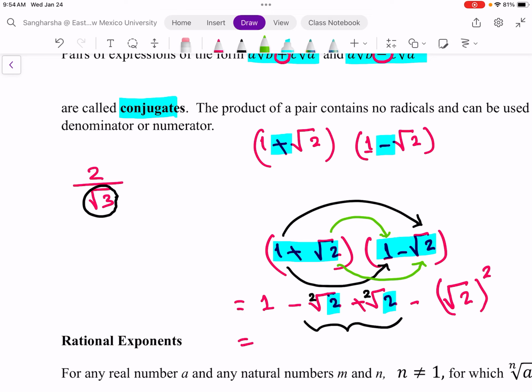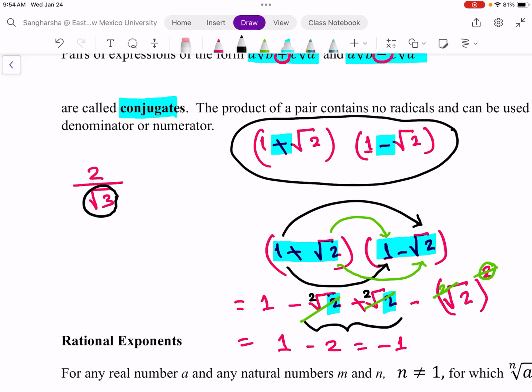We have the same number with opposite signs, so these two cancel and equal 0. In the last expression, the index is 2 and the exponent is 2, so we can cancel these two. So this is 1 minus 2, we get minus 1. Initially, we had two radical expressions, a conjugate pair, and when we multiply a conjugate pair, we get a number which is rational. So if you want to get rid of an irrational number, you multiply it by its conjugate.